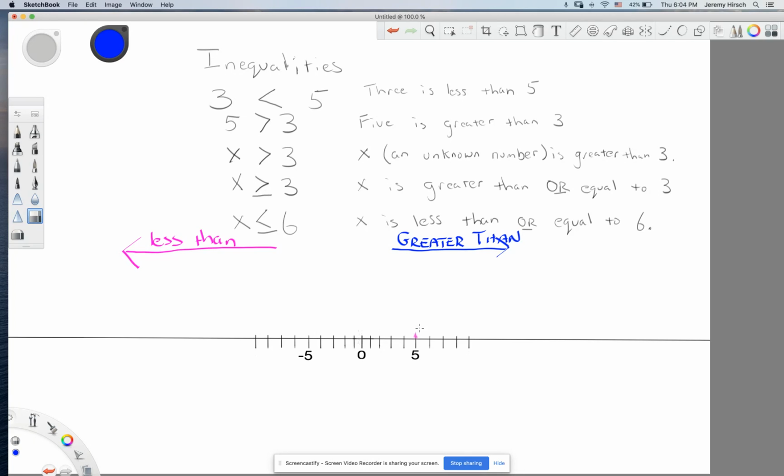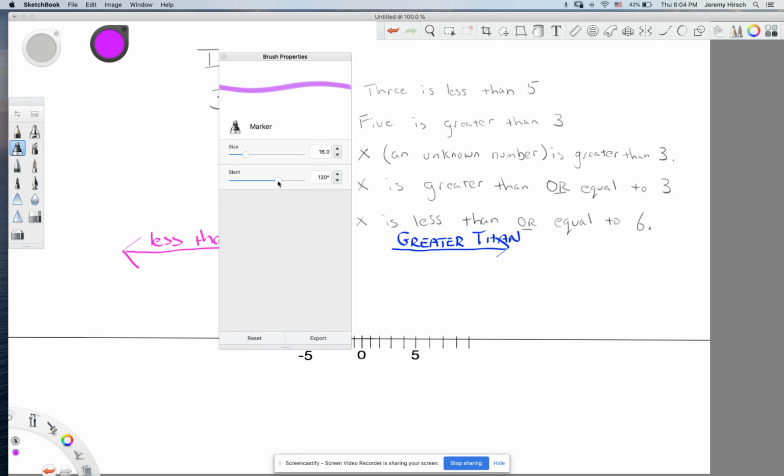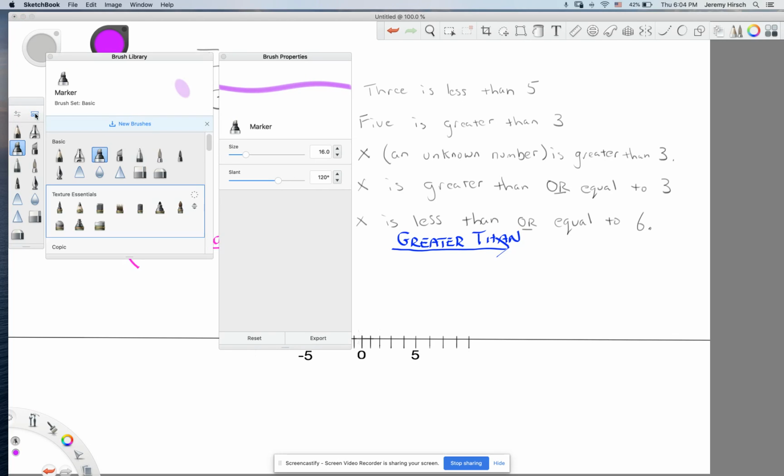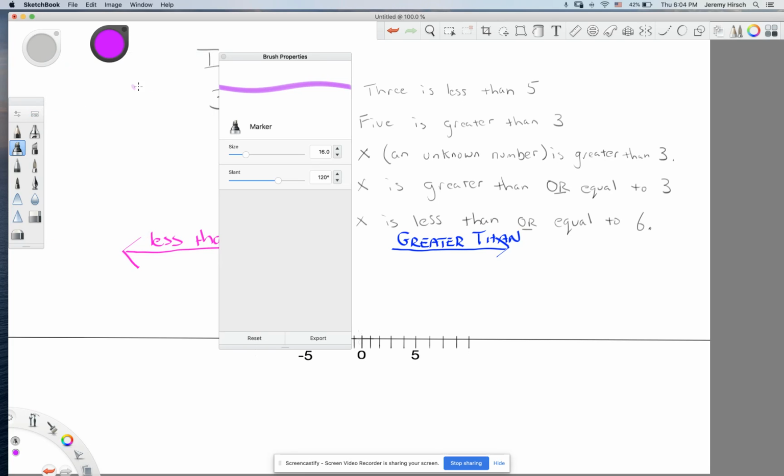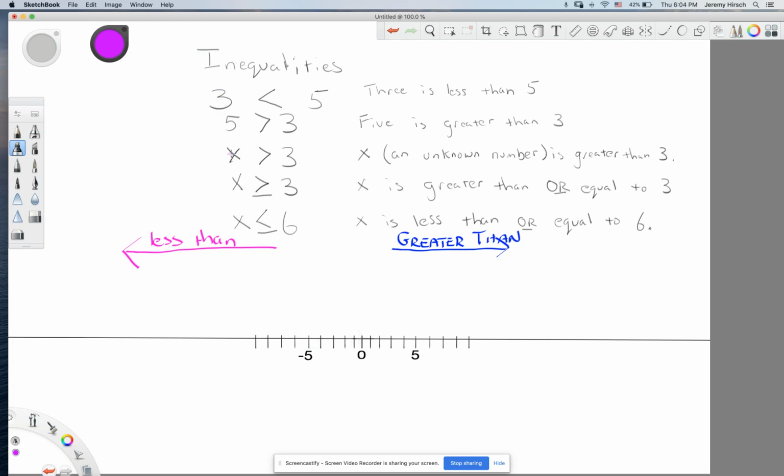All right, so now let's look at our number line and let's see how are we going to draw this number. This one, x is greater than 3. So let's look at this number. X is greater than 3.